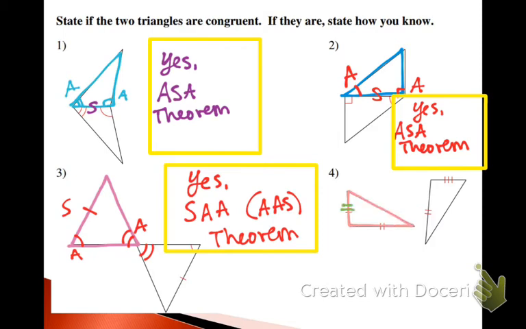Number 4, we have a side congruent to a side, and a side congruent to a side. Do we have any other information? No. Is there a theorem that goes over this? No. So this would be not congruent. It's just not enough information.